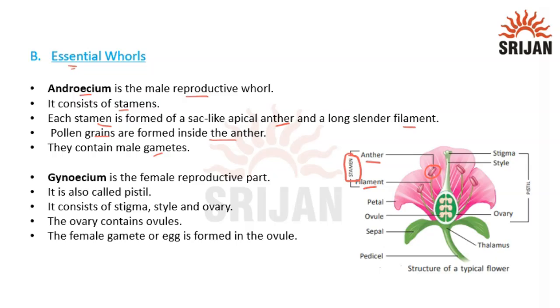It contains male gametes. Gynoecium is the female reproductive part. It is also called the pistil. Here we can see that this is the pistil part and it has stigma, style and ovary. Now what is ovary? It contains ovules. These round structures are called ovules, where the female gamete or egg is formed. This ovule forms the female gamete or the egg, which is important for the sexual reproduction of plants.